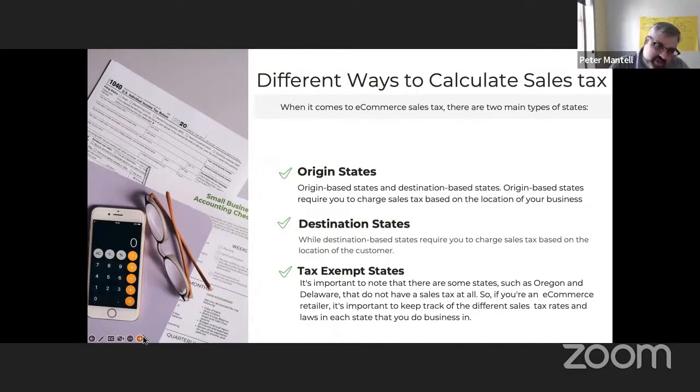There are origin-based calculations, which means it's based on where the product or goods are shipping from. States like Illinois, et cetera, do that origin component, where it's coming from certain warehouses. So sales tax needs to be charged based off of where it's coming from within those origin-based states. Then we add to the complexity destination-based states.